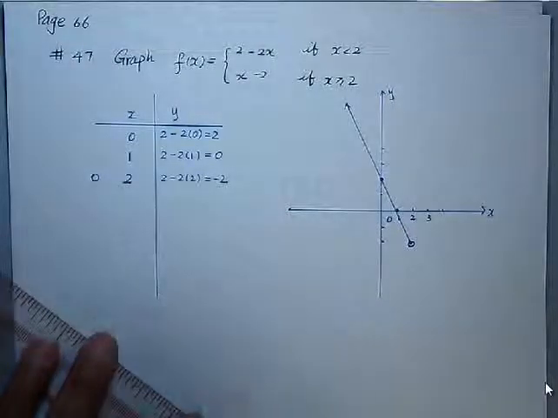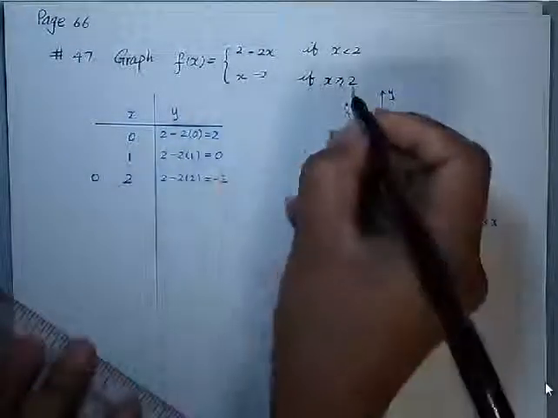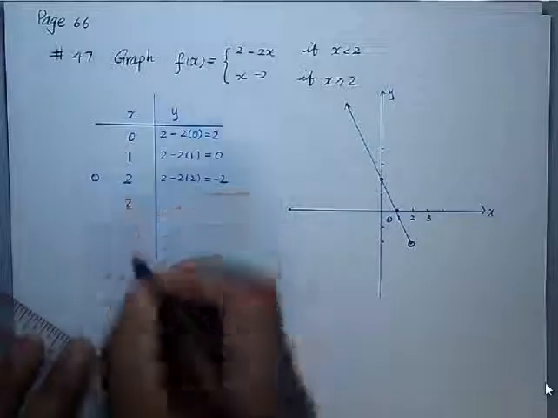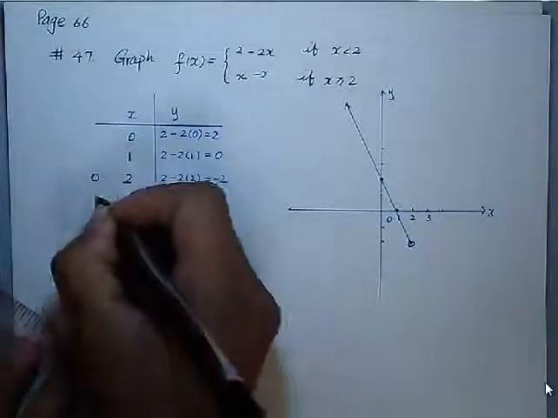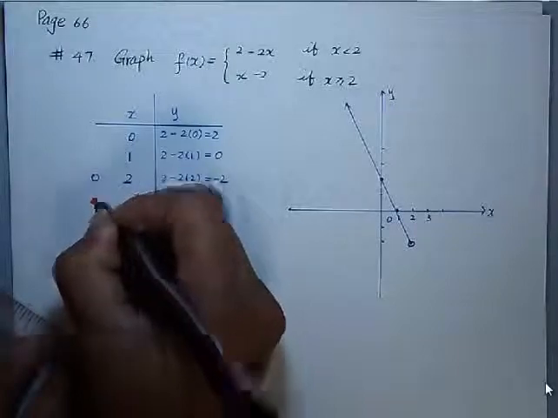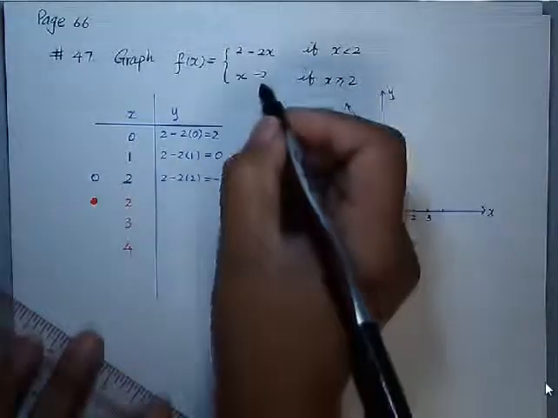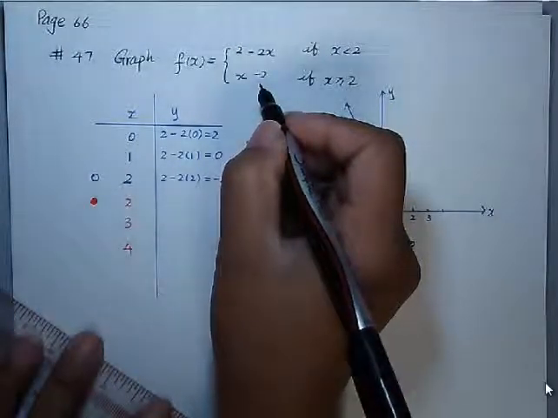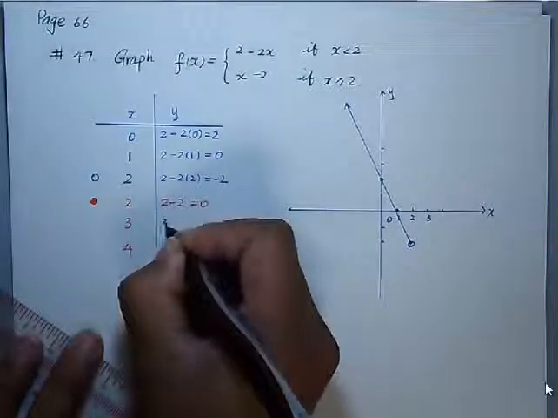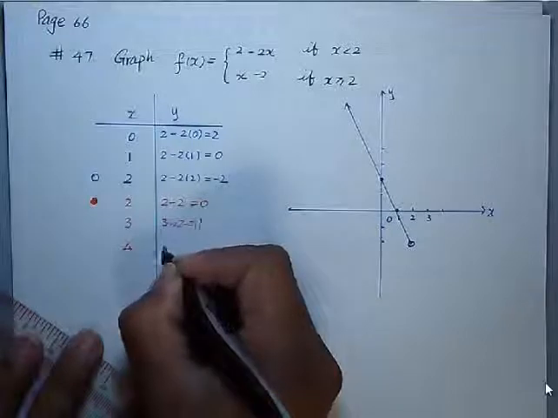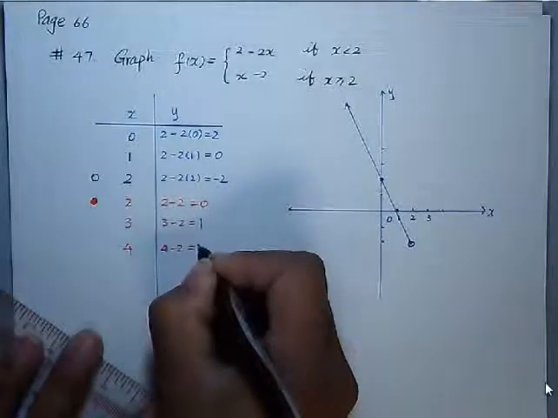Let's take a look at the right hand side piece. Right hand side piece is starting from 2 and everything greater than or equal to 2. I can use 3 or 4, and this one is the boundary, but I will include this point. So that one we will be using the second piece to evaluate. 2 minus 2, that's 0. 3 minus 2, that is 1. 4 minus 2 equals 2.